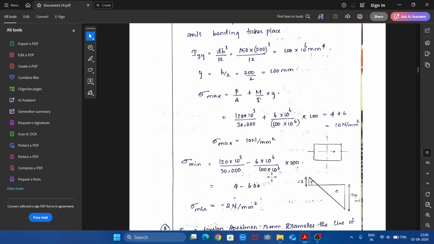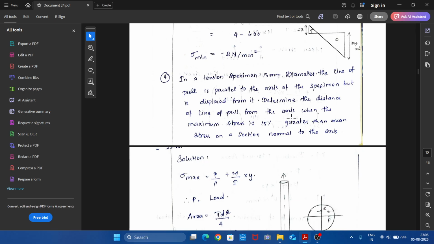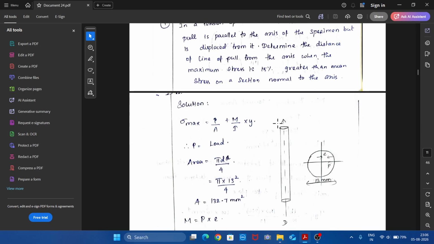Another example: in a tension specimen, 13 mm diameter, the 13 mm diameter means it's a rod. So it's a tension specimen. Normally we use it to find the Young's modulus, or the yield strength of the steel which we use for construction. So the tension test will be normally performed in a universal testing machine by applying two equal and opposite forces, like this, or pull like this. So this cross section is a circle of diameter d, which is equal to 13 mm.